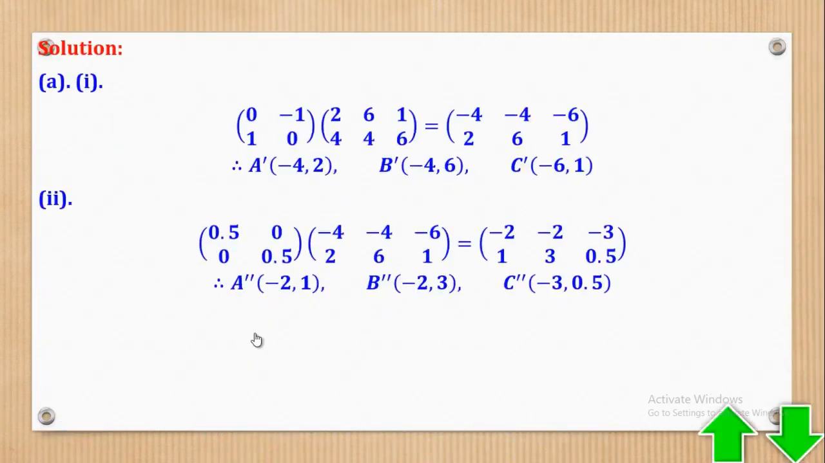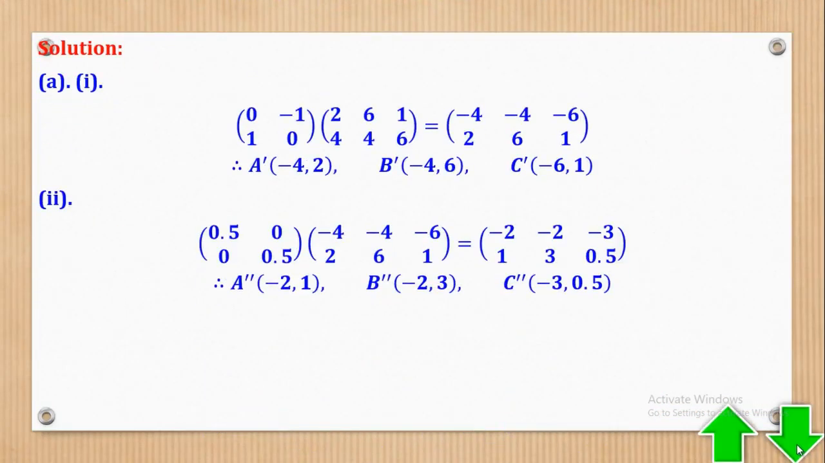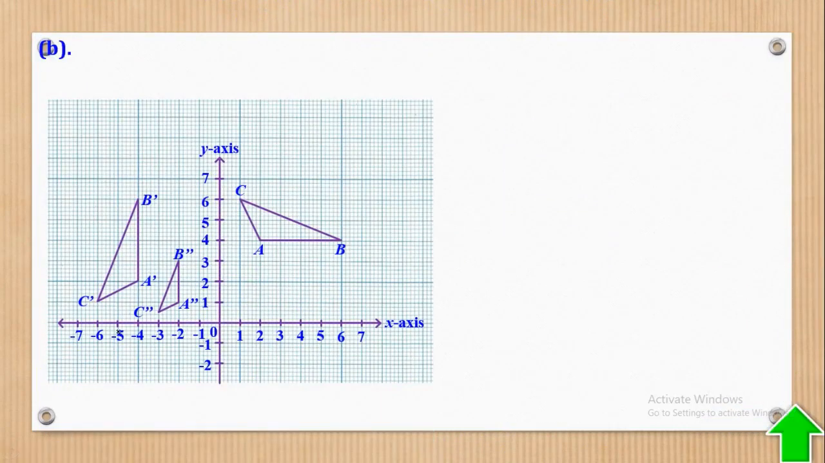What about part C? So part C, they said use your graph in B above to describe fully the transformation represented by P1 and also P2. So we shall come and join point A to A prime and also point B to B prime. The next is to bisect. So put your compass needle here at A, measure a certain radius. Then without changing the radius, put your compass needle at A prime, make that arc. Then draw a line through those points of intersection. Do the same for B, B prime.